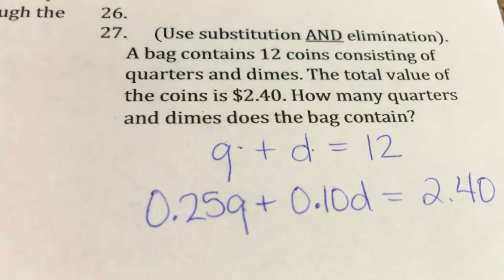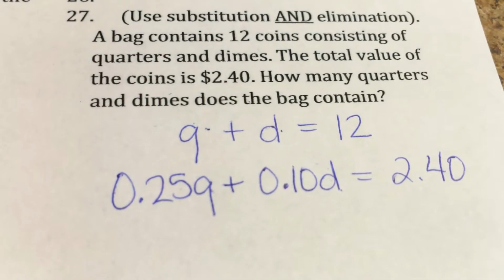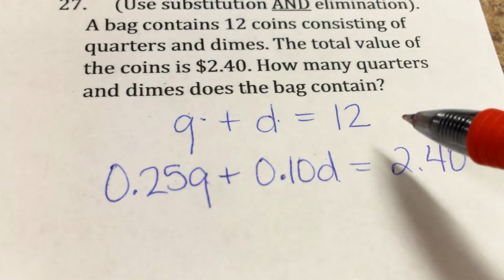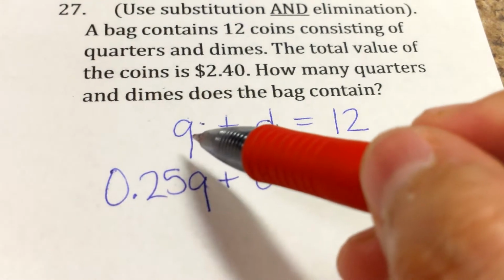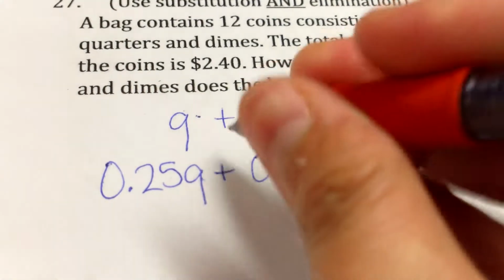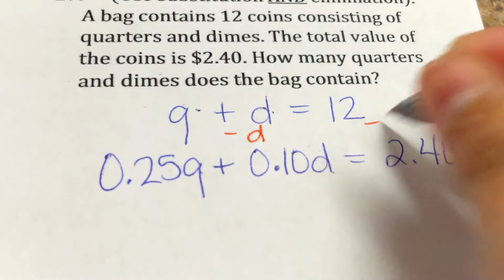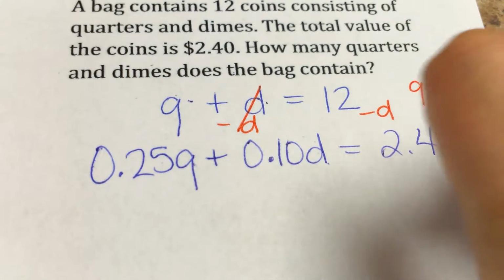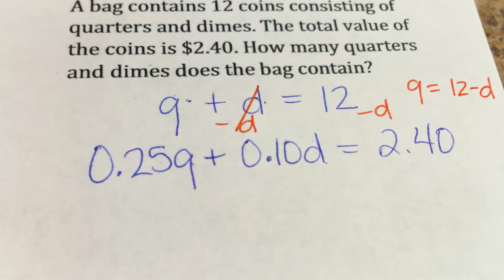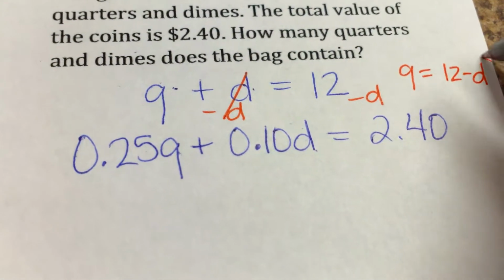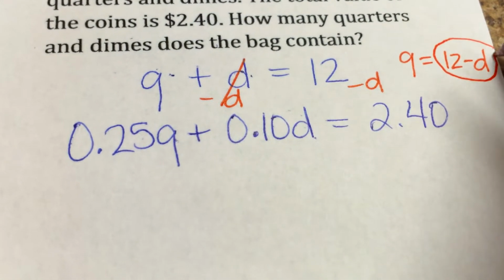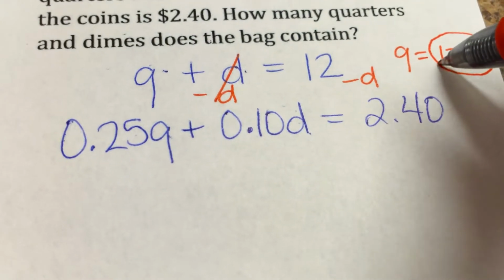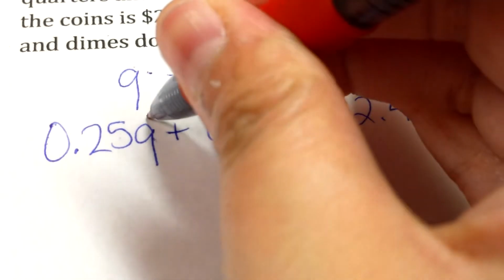So let's go ahead and do substitution. We want a letter by itself. Let's go ahead and make Q by itself. To do that, let's just subtract D from both sides. So I have now Q equals 12 minus D. Using this, we're going to plug this in to your Q because it says Q is equal to that.